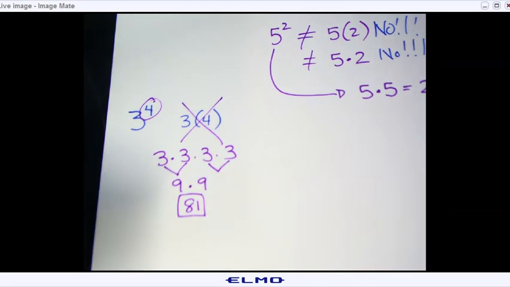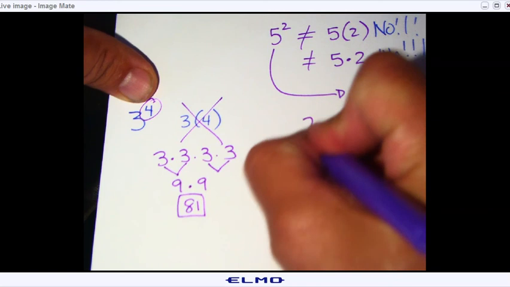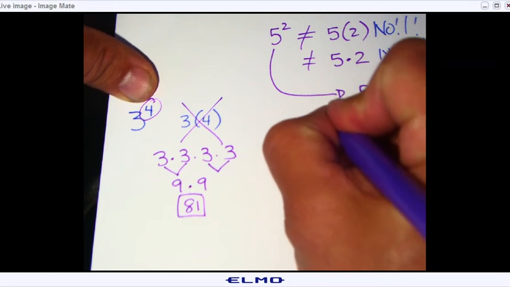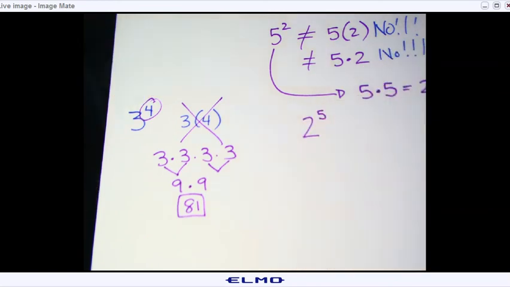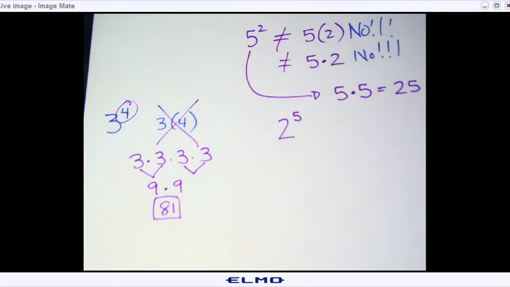All right. How about 2 to the power of 5? Go ahead and do that one by yourself. Here we go. 2 to the power of 5. Remember, exponent, you're going to multiply it by itself. How many times? 5.